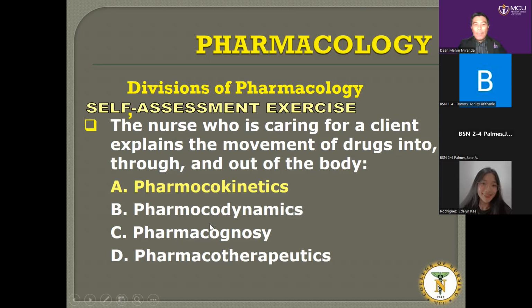Again, pharmacodynamics is referring to the physiologic changes and biochemical reactions of the drug. Pharmacognosy is referring to the study of the sources of the drug, and pharmacotherapeutics is referring to the maximum effect of the drugs or the desired effect of the drug. So let us continue, hoping to have more responses, or almost all of the 36 may have those responses.